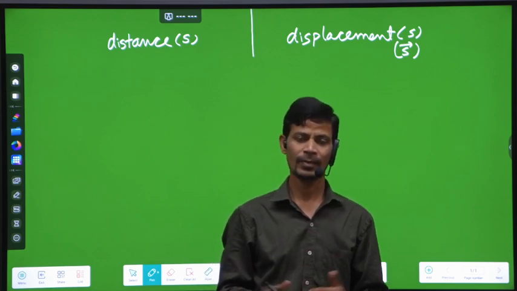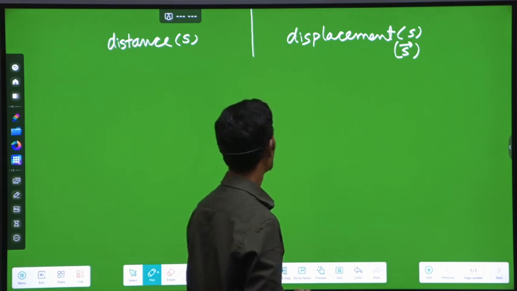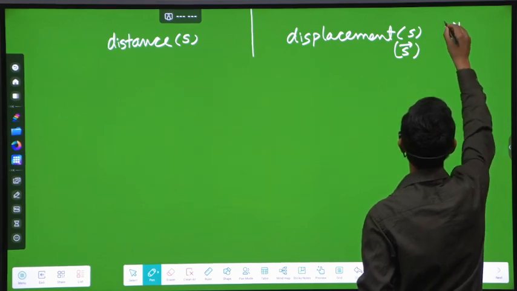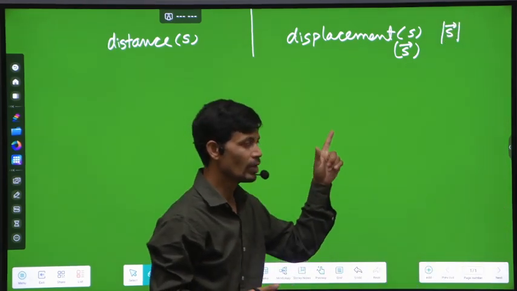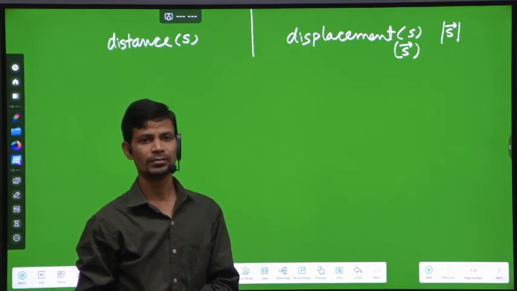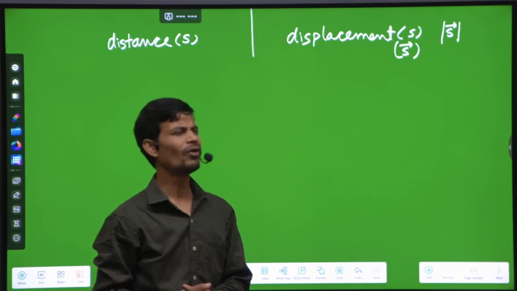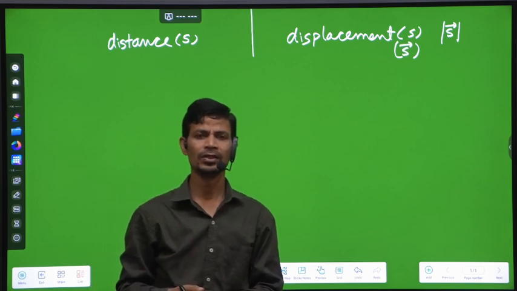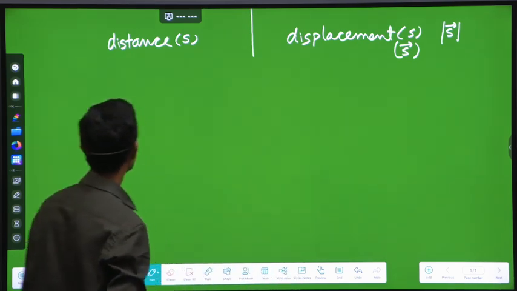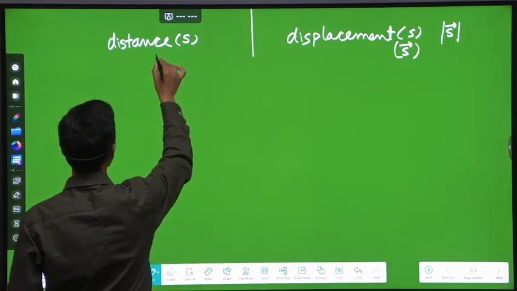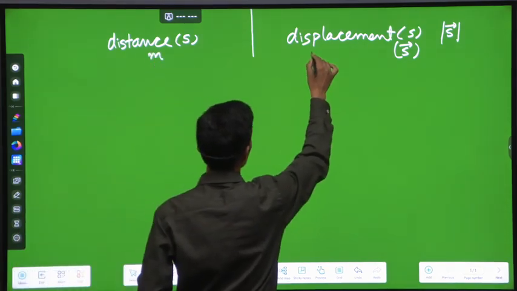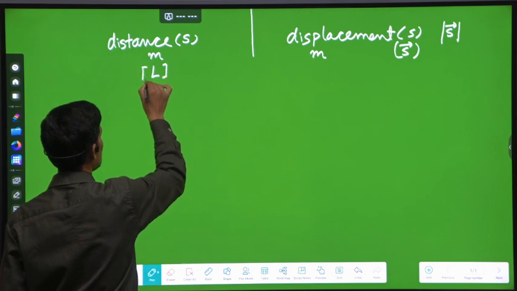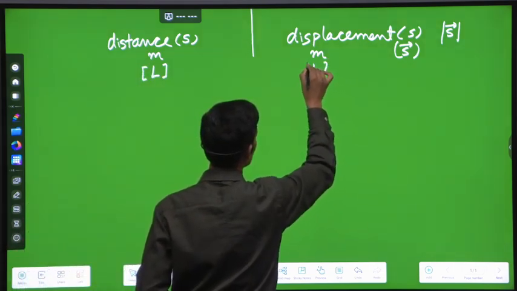Then I suggest that at that time write displacement by arrow and mod, or simply write displacement there, so there will be no confusion. SI unit for distance is meter, SI unit for displacement is also meter, dimension for distance is L, dimension of displacement is also L.